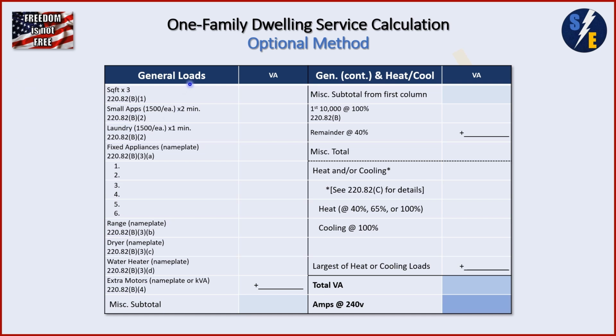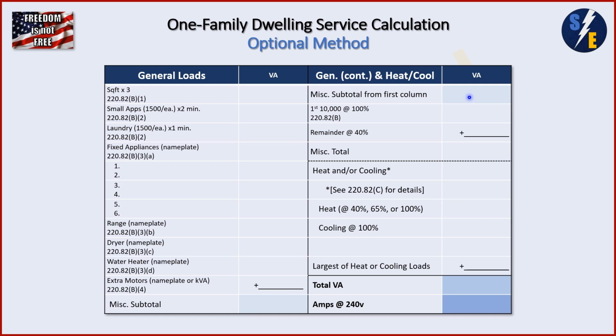On the left column here, you have your general loads, and we're going to start with the square footage and multiply that by 3. We're going to add our small appliance circuits, our laundry circuits, and then our fixed appliances. We're going to take a nameplate, and we're just going to list them here and put their values over here. Then we're going to go for the range at nameplate, the dryer, water heater, and any extra motors, everything at nameplate. Just list their values here, and then we're going to add them up and get a subtotal down here. We're going to slide that subtotal up here to the top of this column.